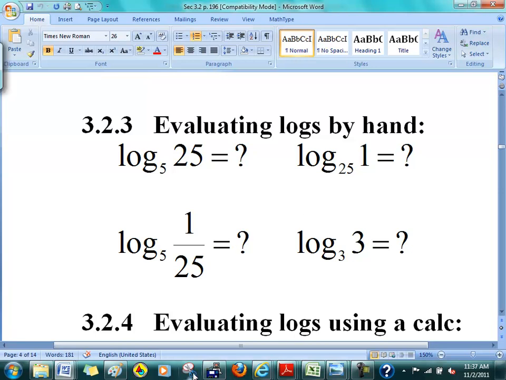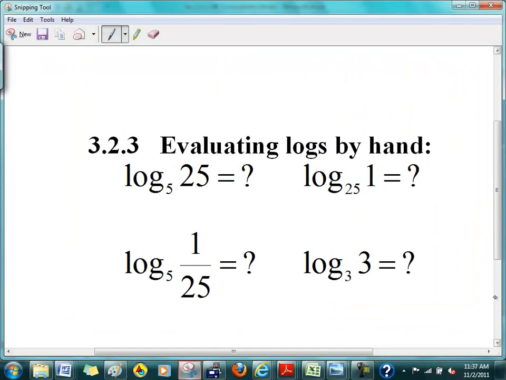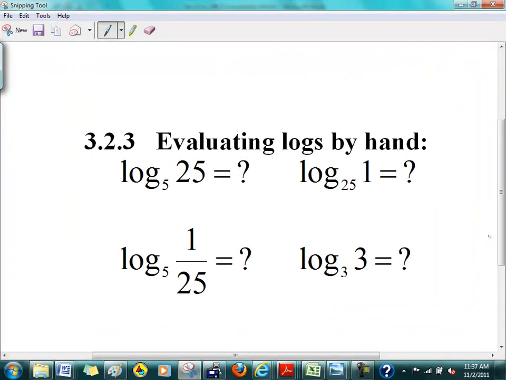So this one here has got to be done by hand, so you guys need to help me out on this. What's the answer for the first one? Log to the base 5 of 25. 2. Everybody see that? Because 5 squared equals 25. Next is 0, because 25 to the 0 equals 1.